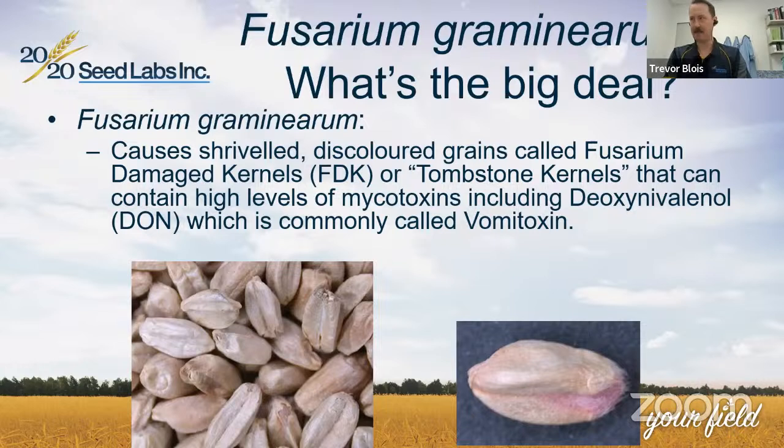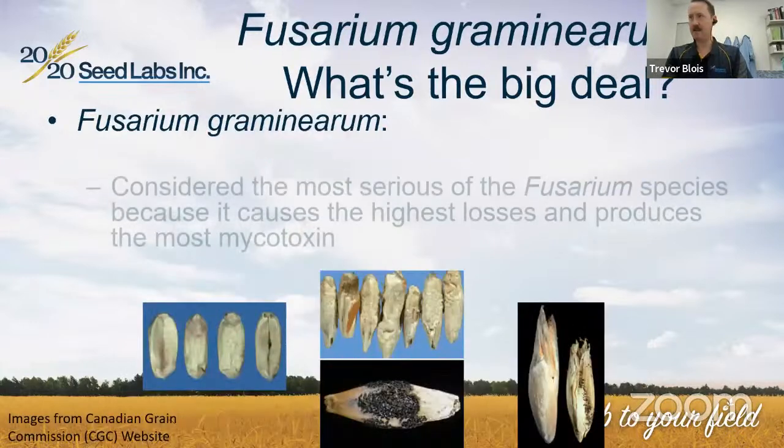So, of course, it causes shriveled up kernels called FDK, Fusarium damaged kernels, or tombstone kernels, and these can have high levels of mycotoxin, which is a big issue, called deoxynivalenol. It's called vomitoxin as well.